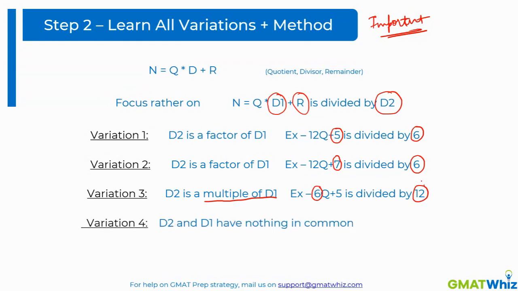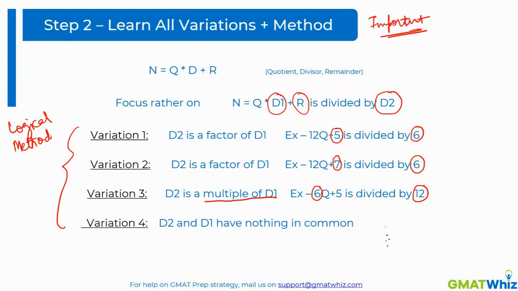Variation 4 is d2 and d1 have nothing in common, basically. So again, there are different ways in which GMAT can test you. In many cases, people prepare only for a few variations. They don't prepare how to tackle different types of variations. And when you're doing this, you don't need to memorize this question type, guys. You need to understand the logical, step-by-step method that can be applied to solve all different variations, any other variations that exist. So very important: after you learn concepts, you go to the second stage, learn all variations and all the methods.